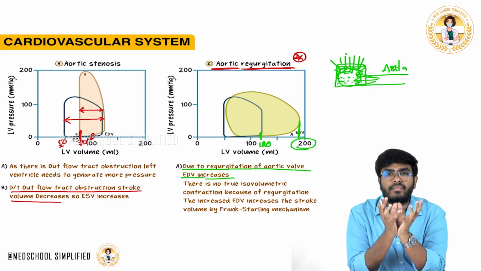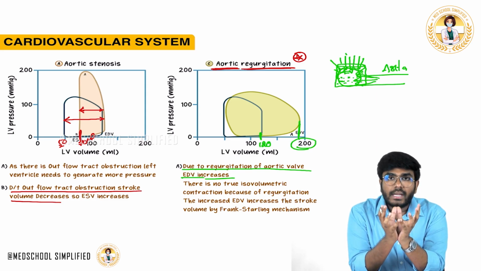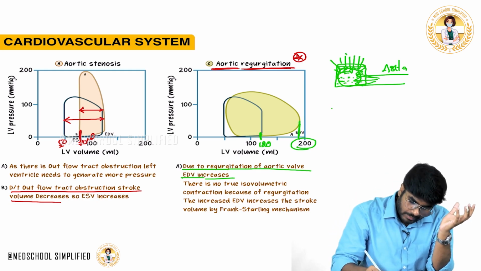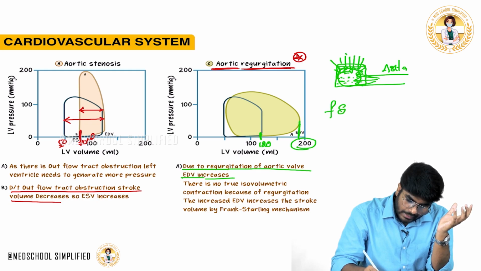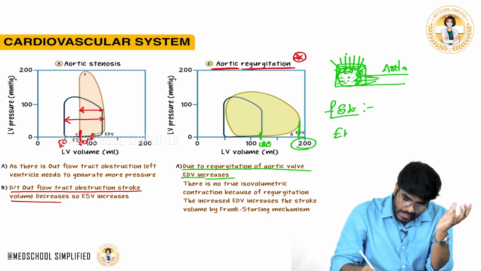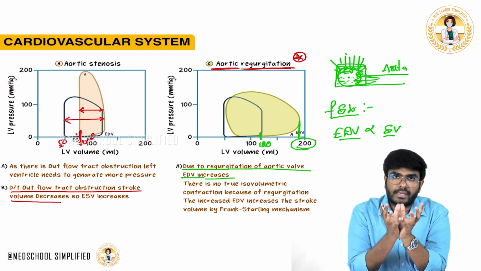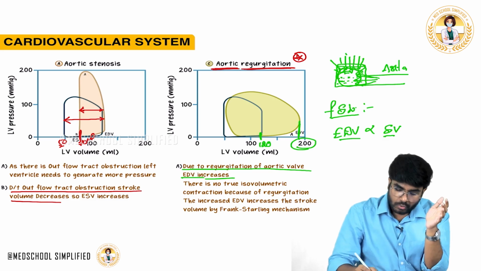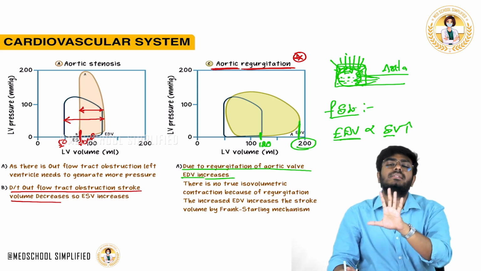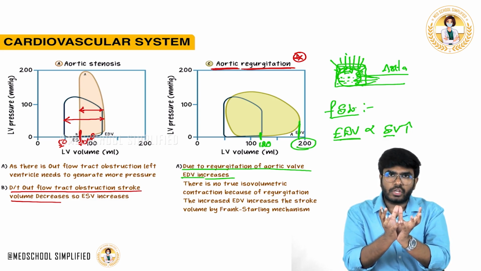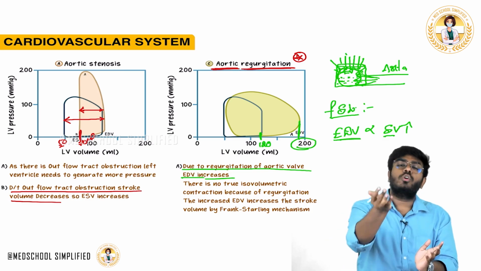Now what is Frank-Starling law? Frank-Starling law tells us the more the end-diastolic volume, the more you stretch the ventricle. Let me write it down here. What does Frank-Starling law say? End-diastolic volume is directly proportional to the stroke volume. If you keep more blood in the ventricles, the ventricles contract more powerfully so that stroke volume increases. This is Frank-Starling's law. According to it, if you increase the end-diastolic volume or the preload, automatically stroke volume increases.